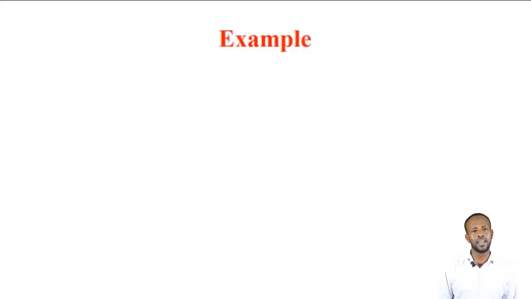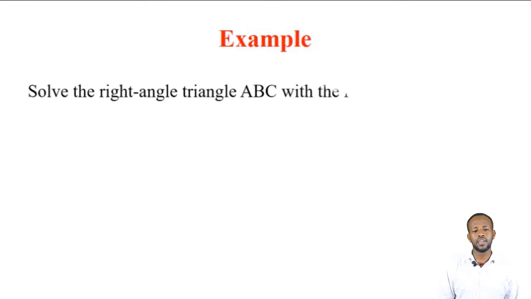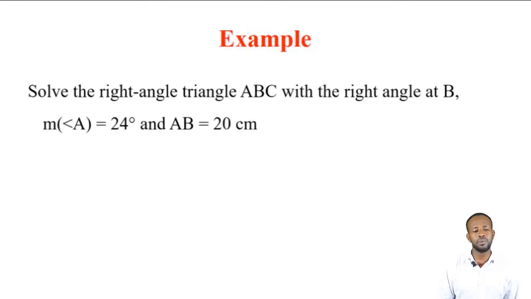Okay, let us see another example. Solve the right angle triangle ABC with right angle at B, measure of angle A 24 degrees, and AB equal to 20 centimeter. Can you draw the figure, students? Can you change this into figure form? Okay, let us see the solution.